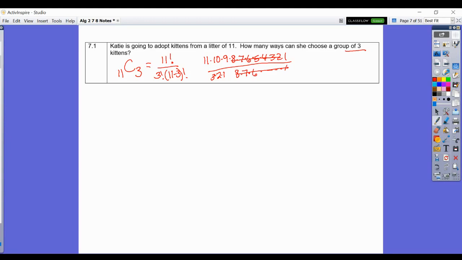Not divide, well, multiply and divide. 11 times 10 times 9 divided by 6. That'll work. 165 ways to choose 3 kittens. If you did a permutation and you did them in order, it would be a completely different story. And that concludes lesson 7.1. See you next time.